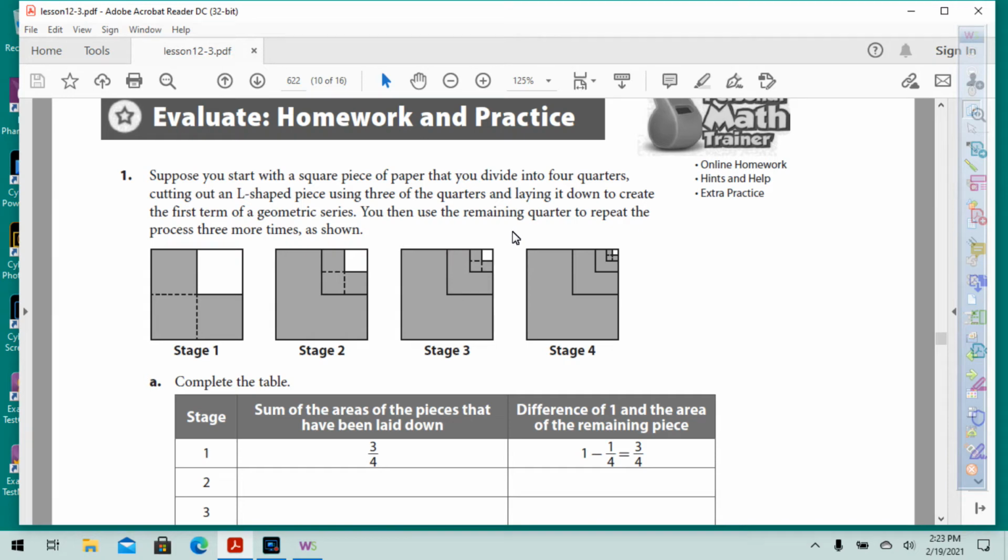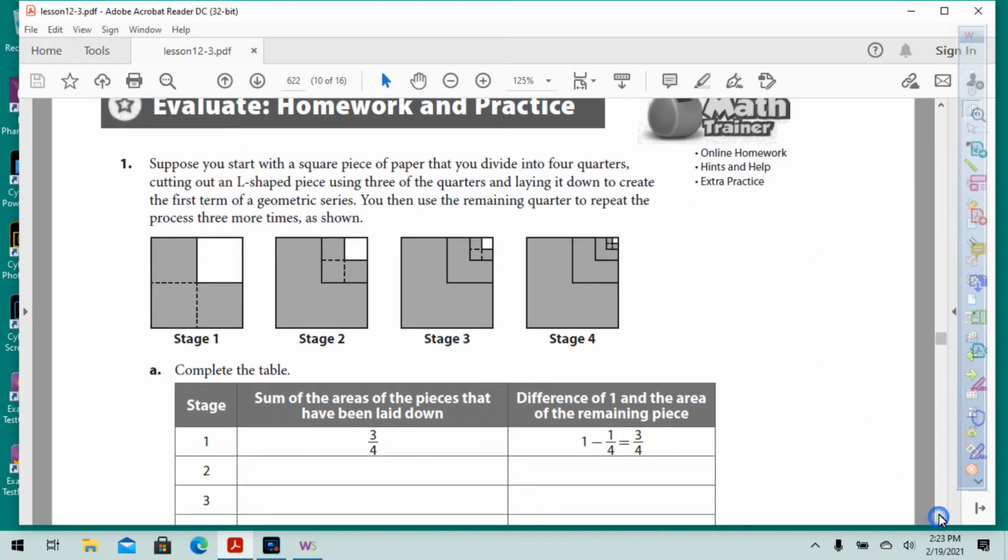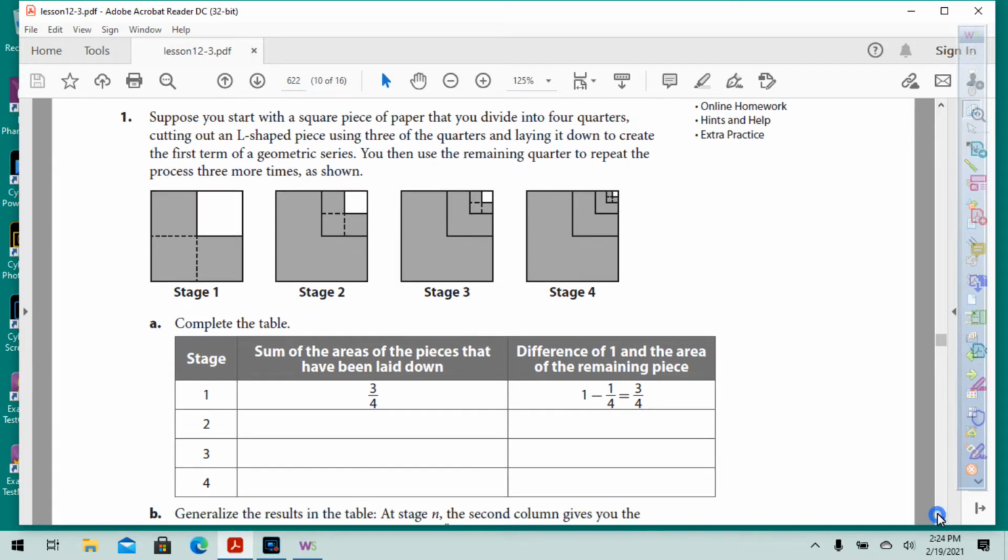Algebra 2, Lesson 12-3, page 622. Number 1, it says, suppose you start with a square piece of paper that you divide into 4 quarters, cutting out an L-shaped piece using 3 of the quarters and laying it down to create the first term of a geometric series, like in this picture here. You then use the remaining quarter to repeat the process 3 more times as shown.